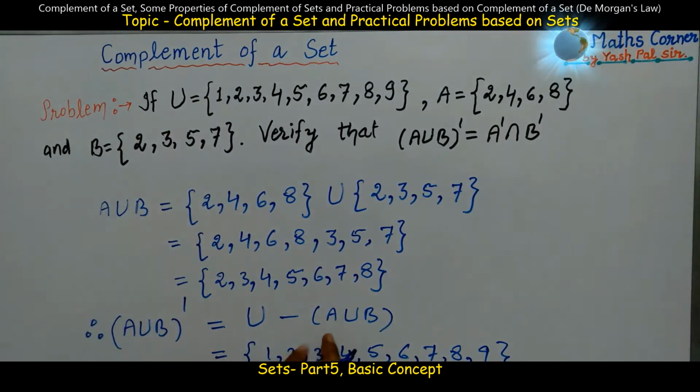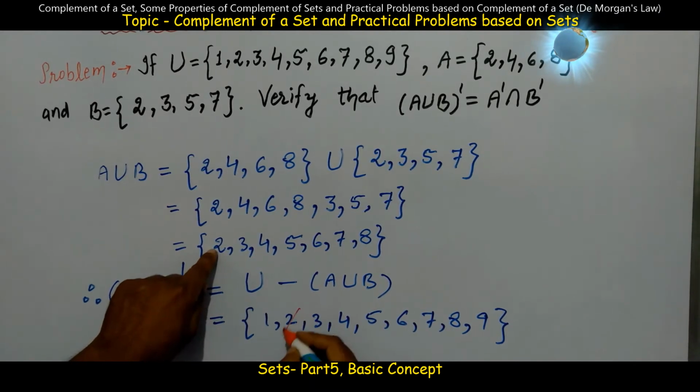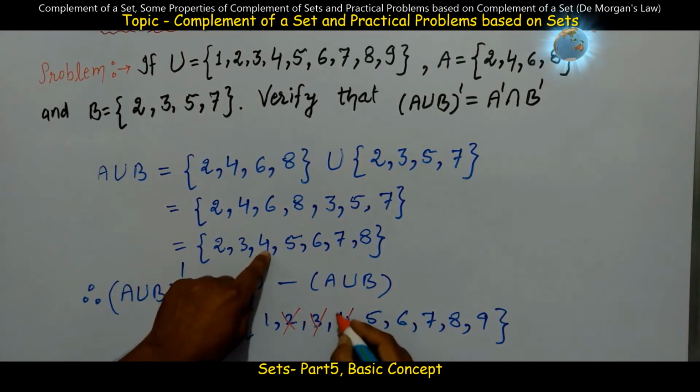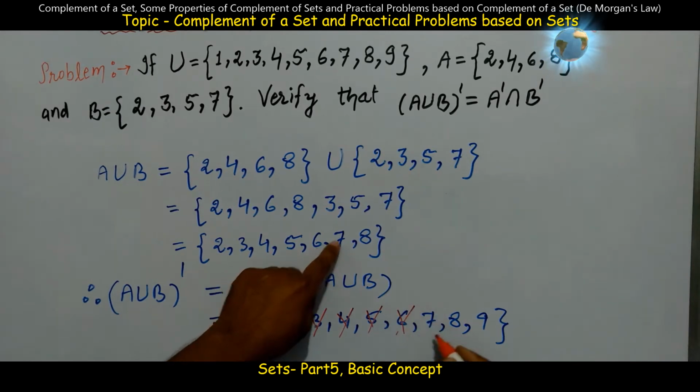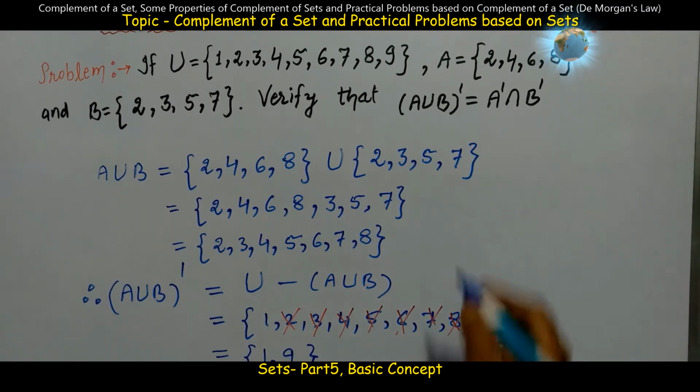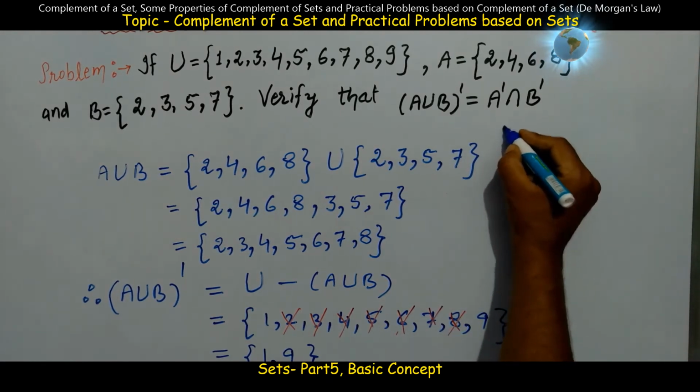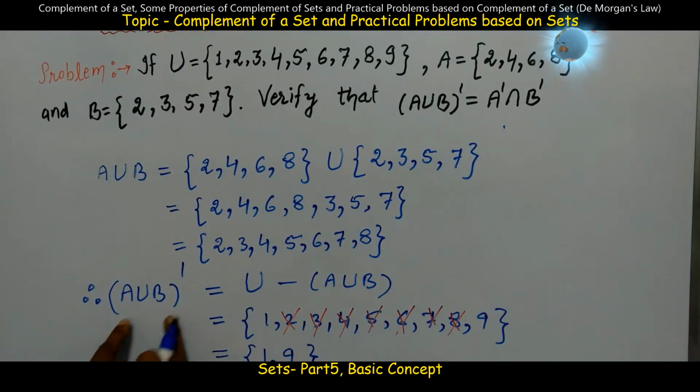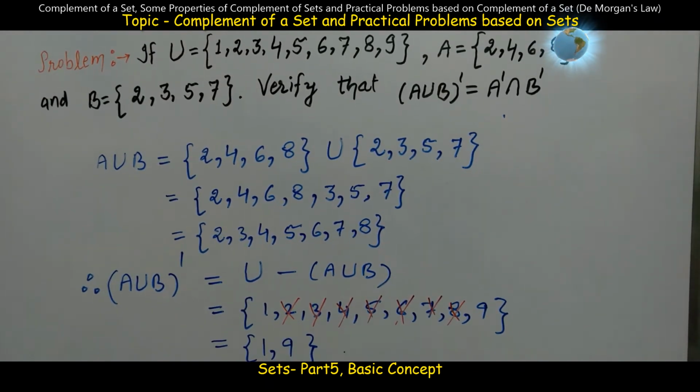But we are not writing those elements which are in A union B. That means erasing 2, then 3, 4, 5, 6, 7 and 8. Now we are left with only two elements, 1, 9. So 1, 9. So what we see, the value here, we are writing A union B whole complement, the result is 1, 9. Say this is number 1.